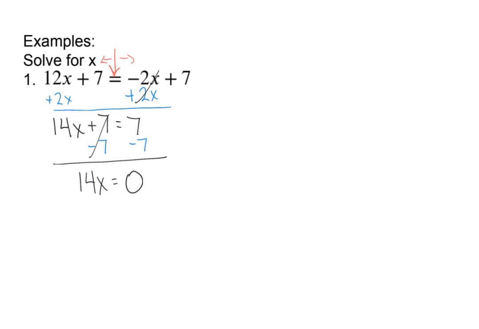Last, we are going to get x by itself by using multiplication and division. Right now, this x has a 14 attached to him. This means 14 times x. So we need to move the 14 away from the x to the other side. Since it's being multiplied, we move it by doing the opposite of multiply, which is divide. So I'm going to divide both sides by 14.